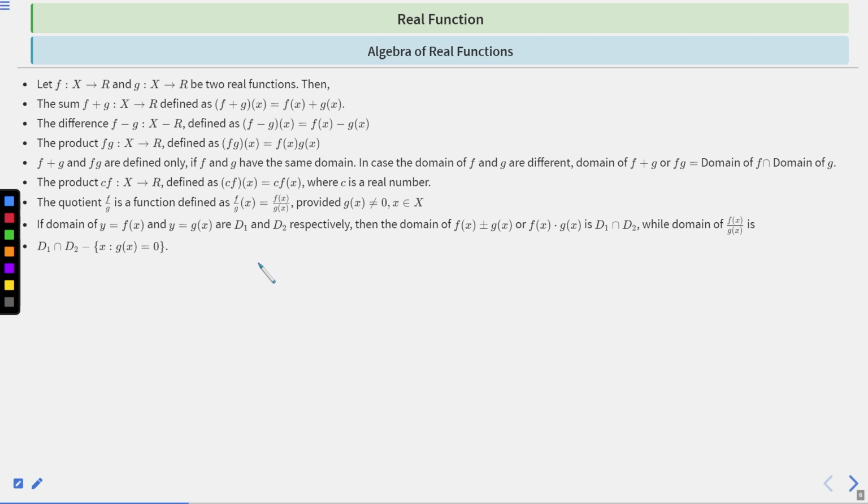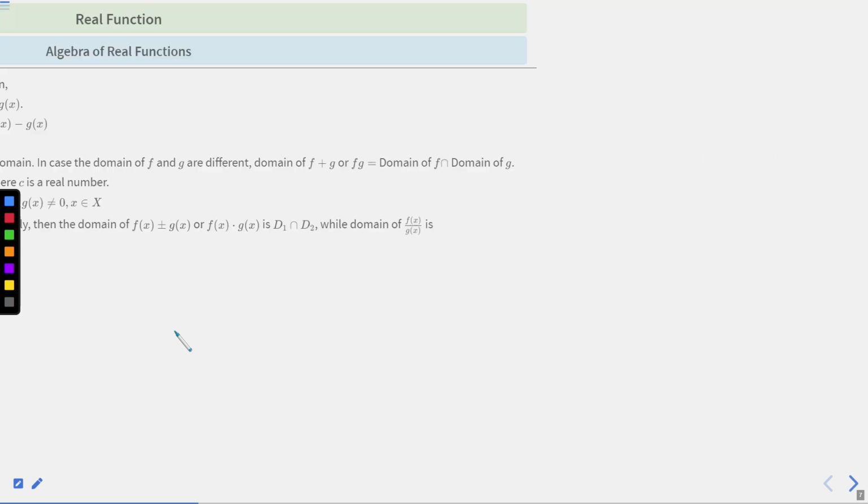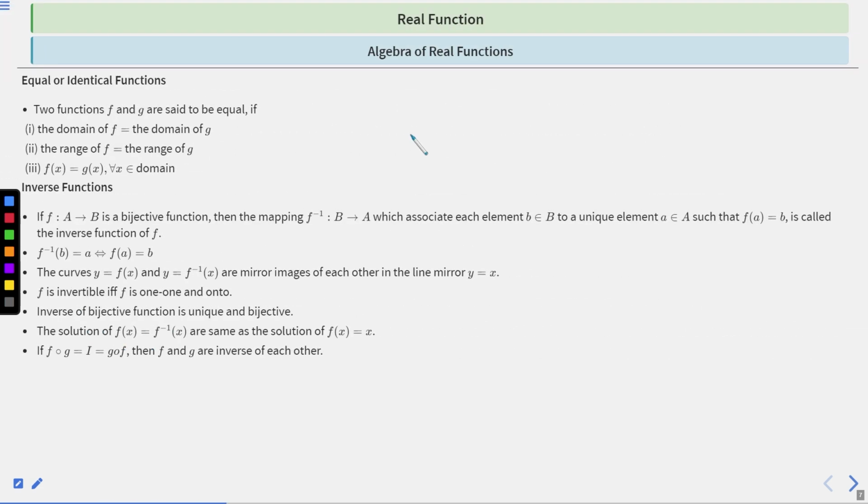If the domains of y = f(x) and y = g(x) are D1 and D2 respectively, then the domain of f(x) plus or minus g(x), or f(x) into g(x), is D1 intersection D2, while the domain of f(x) upon g(x) is D1 intersection D2 minus {x such that g(x) = 0}. g(x) should not be equal to 0, so we have removed the points where g(x) equals 0 from D1 intersection D2. Okay, let's move to algebra of real functions.